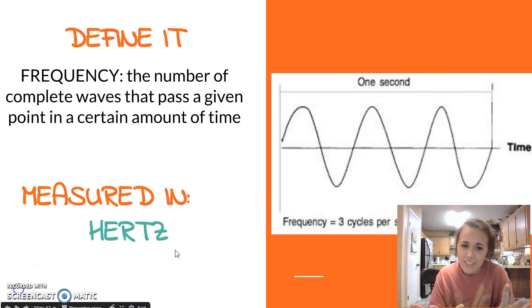Frequency is defined. Okay, sorry, I had to be a little referee with the dogs there for a second.